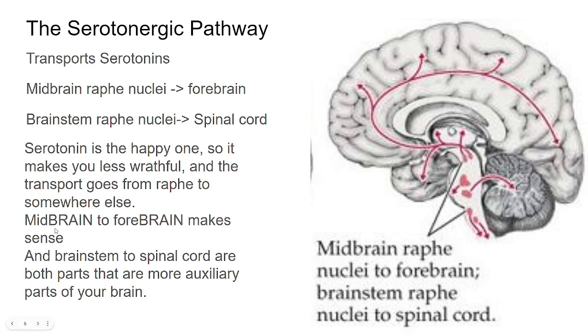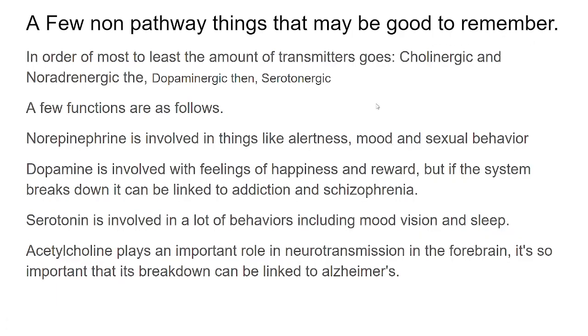And then it goes from the midbrain to the forebrain is the first one, and that one is pretty easy because it's brain to brain. And then the other one is brainstem to spinal cord, and those are both more auxiliary parts of your brain. So it's brain to brain, and then less brain part to less brain part. Those were the four main pathways, the paths they take, and where they go from what.